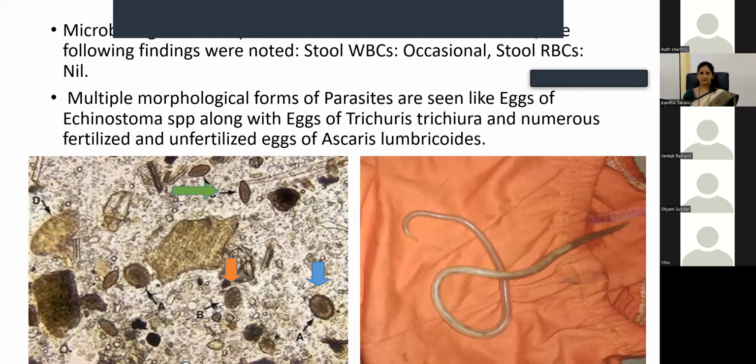As you can see in this picture, the green arrow shows Trichuris trichiura. The orange arrow is showing Echinostoma. I have published this case report. And this blue arrow is showing an unfertilized egg of Ascaris lumbricoides. The parents also noticed passage of a worm in the stool of this child, and they also found a worm in the patient's pants too. The child was anemic.